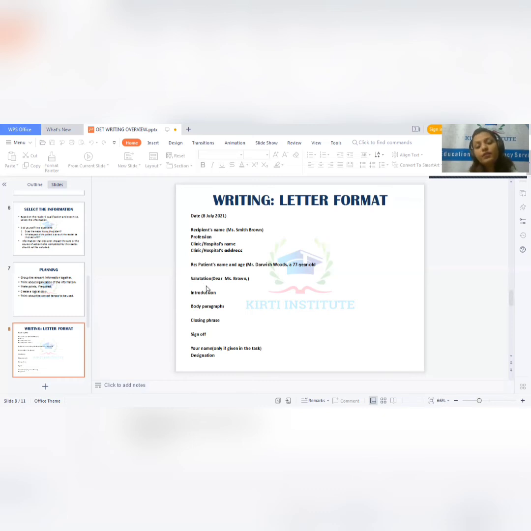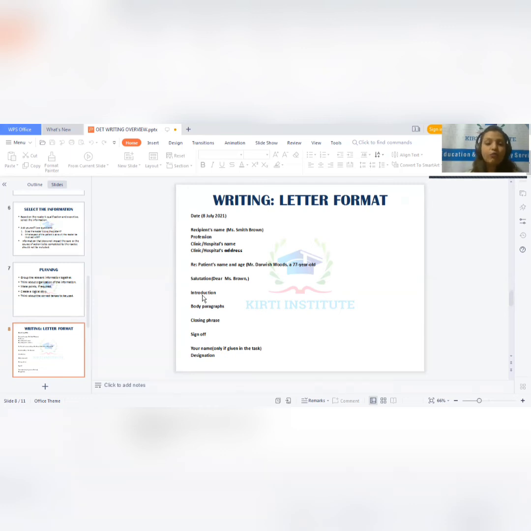After the salutation, leave one line again and start with the introduction. In the introduction, you will have to mention three main things. That is the patient's name, the main medical issue, and the clear purpose of writing the letter. These three things must be there in your introduction paragraph. So the reader will come to know that this is the patient, this is the problem, and this is what I have to do. So this should be your introduction paragraph.